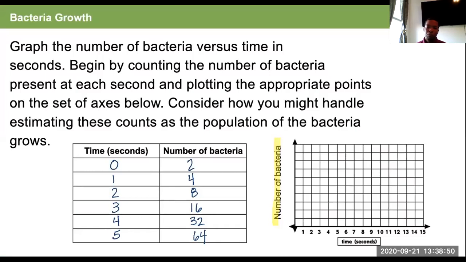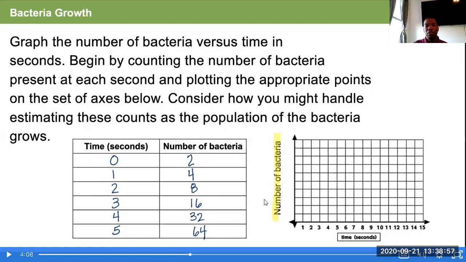What do you think is an appropriate interval that we can use for the number of bacteria? I want to pause on that one as well. Can someone put in the chat? Because look at the numbers. Number of bacteria, it goes from 2 all the way to 64. And there's no way that's going to fit on my graph. All right? But I could make it fit. I could go by a different number.